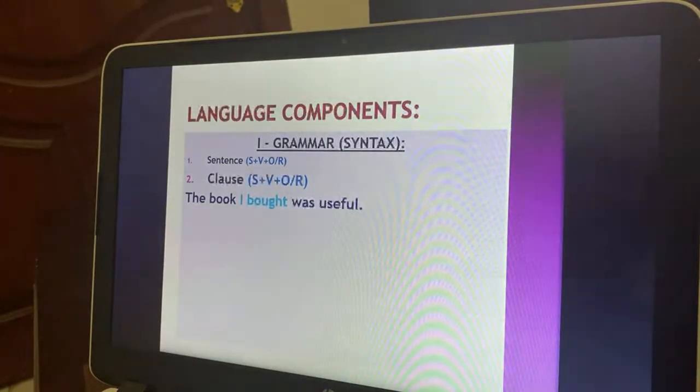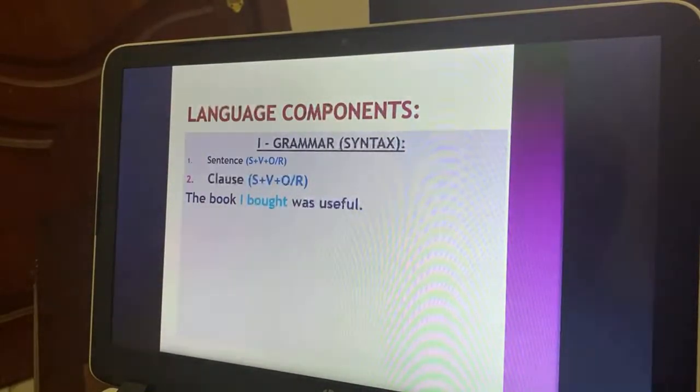So now, as you can see, this is the book I bought was useful. It can be translated in 2 ways. الكتاب الذي اشتريته أو ابتعته كان مفيدا أو كان الكتاب الذي اشتريته مفيدا. So there are 2 clauses within each other. The book was useful and the book I bought.